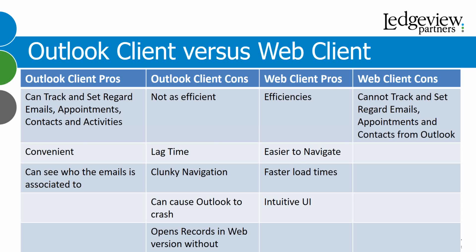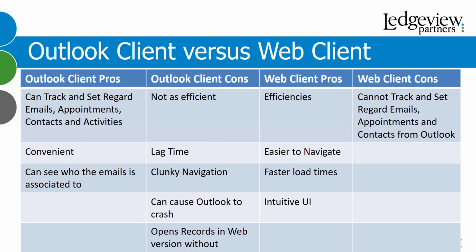So there's some pros, but there are also some cons. So we're going to go over the pros and cons of the Outlook client and the web client. And the web client is simply when you log into Internet Explorer or Google Chrome and you log into your CRM environment. So the Outlook client pros, you can track and set regard. Set regard simply means you're associating that email or appointment to another record. So you can track or set regard emails, appointments, contacts, and activities into CRM.